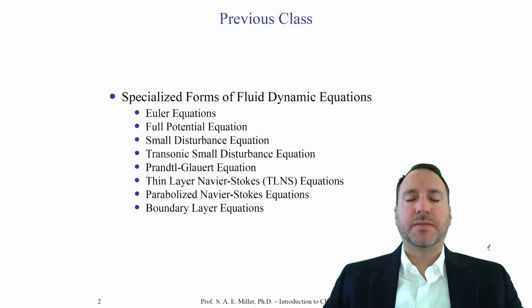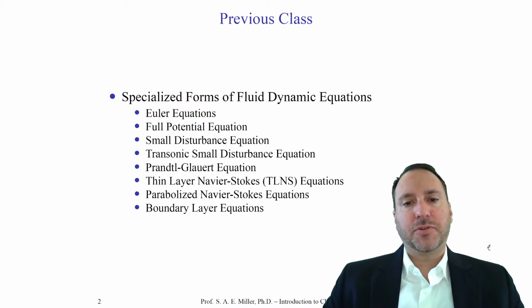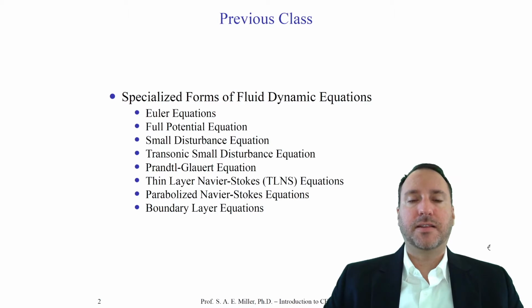Last time we talked about specific forms of the fluid dynamic equations themselves. These are the continuum equations or sets of them and choices which we can discretize for different problems. For example, the Euler equations used represent an inviscid solution. That is, if we take the Navier-Stokes equations and set viscosity to 0, we would arrive at the Euler equations.